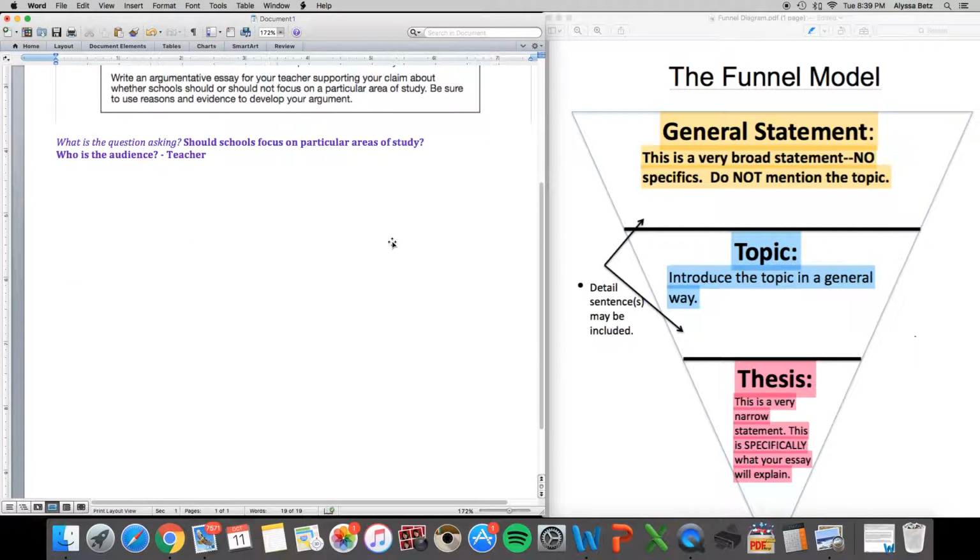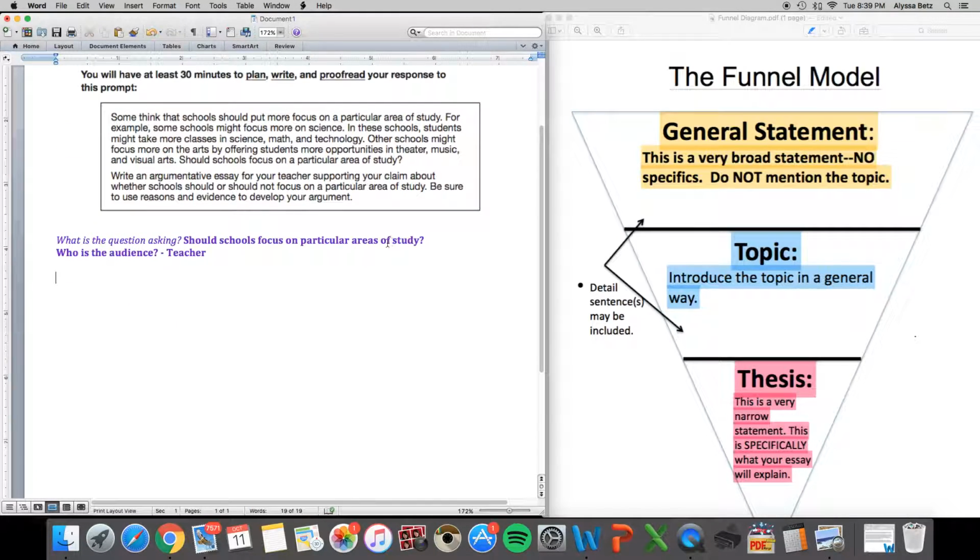And we have to take a stance. Should schools focus on a particular area of study? I have to come up with a yes or no answer to this. And that's the first step really to create an argumentative paper, is to take a stance. Am I pro or am I con for this argument? So for me particularly, I'm going to say that I think all schools should include all of the different subject areas. And so that's what I'm going to be building towards. So I'm going to start with a general statement.